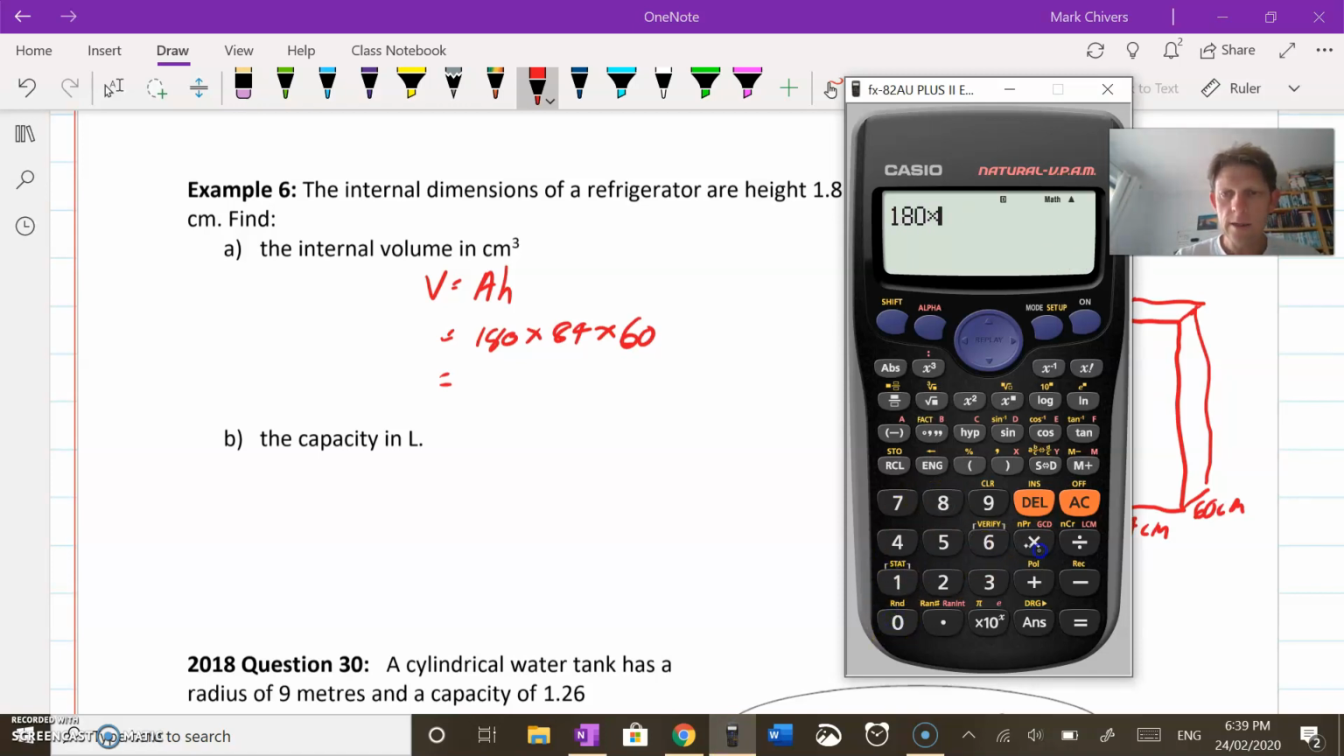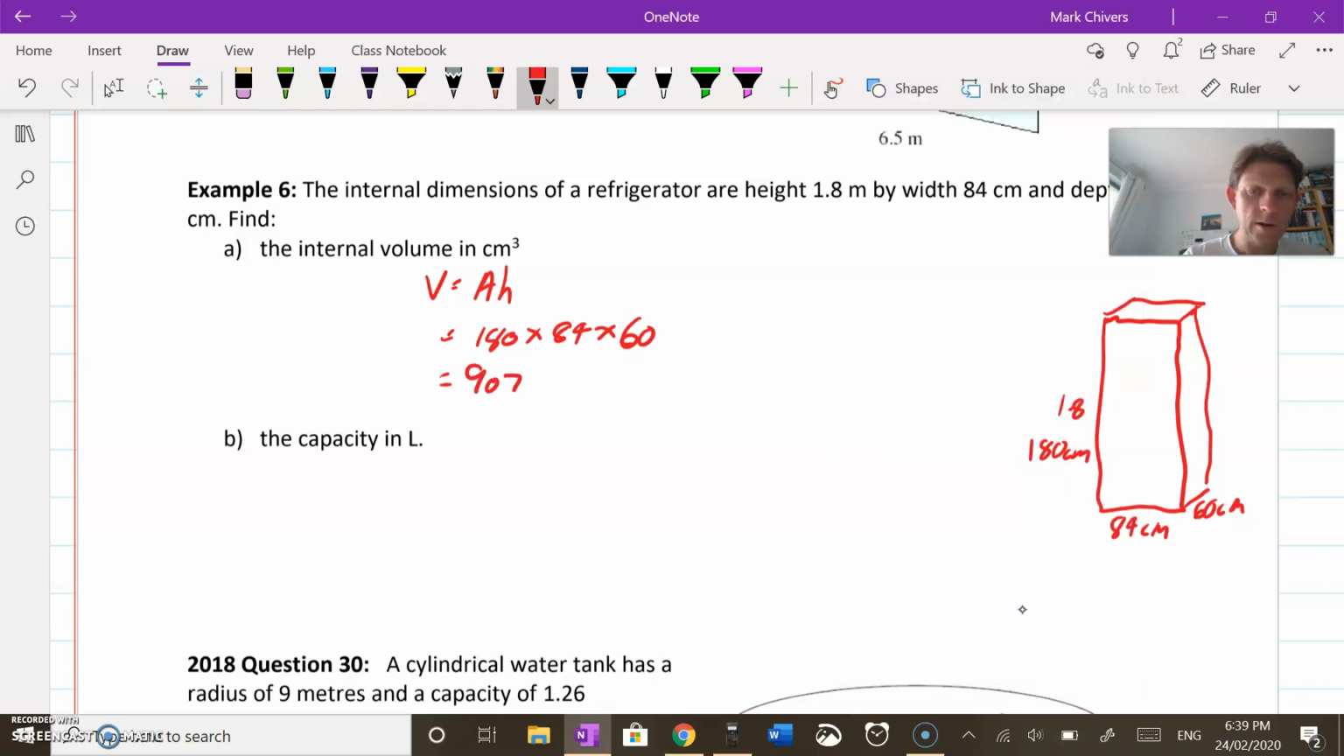So 180 times 84 times 60, and that's 907,200 centimetres cubed. So the capacity in litres, we know that 907,200 centimetres cubed is going to be the same in millilitres. So we end up with 907,200 millilitres, but that's not what I've been asked for. I've been asked in litres.